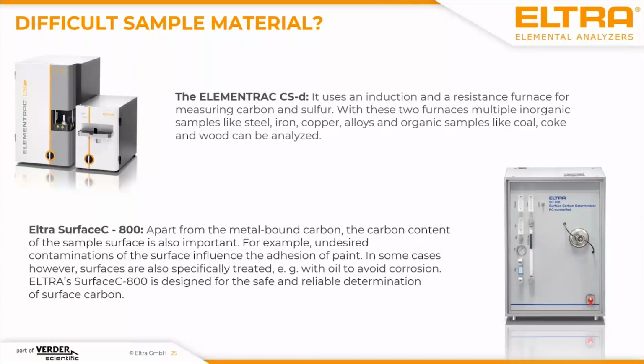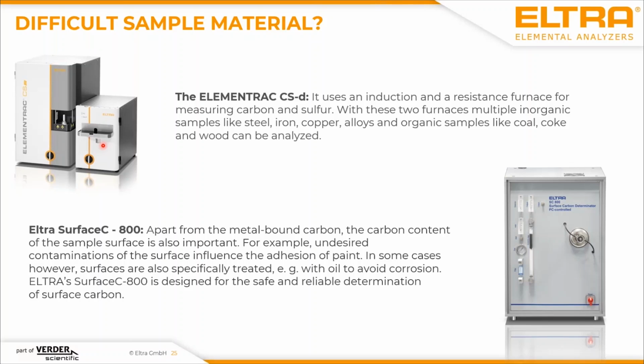There are two more analyzers, not only our induction furnace model, which I would like to show you here before I switch over to Khan again. The first one is the so-called CSD. The D is for dual furnace. So we have two types of furnace, not only the induction furnace, but also the resistance furnace. A resistance furnace has a much lower temperature, and you can control the temperature much better.